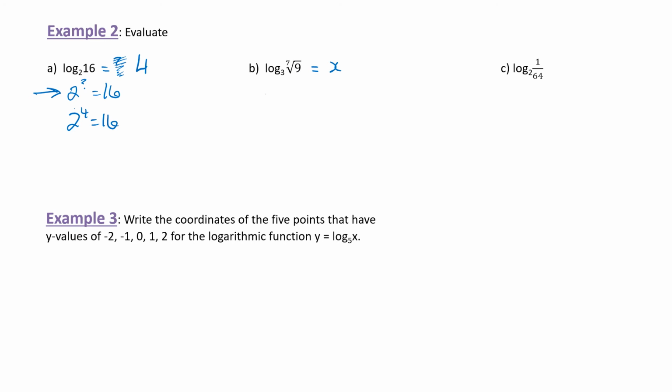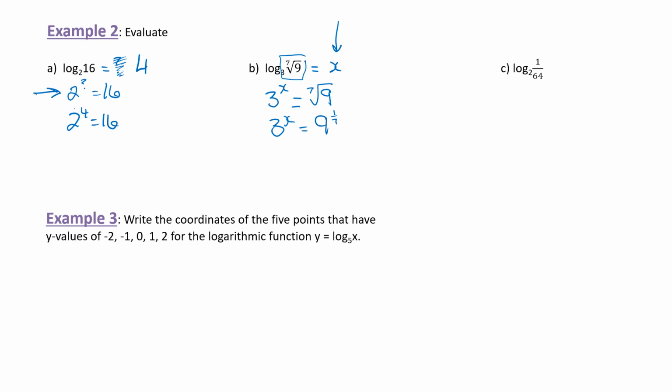Start with the base. The base is a 3. 3 to the power of what? What's the power here? This is the exponent, right? That's what we're trying to get. 3 to the power of x is equal to, now this is a weird number, but that's what goes here, the 7th root of 9. So let's just work with that for a second. The 7th root of 9 is really 9 to the power of 1/7.